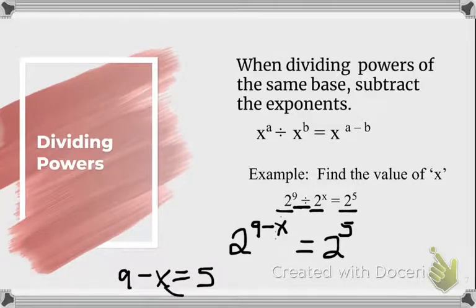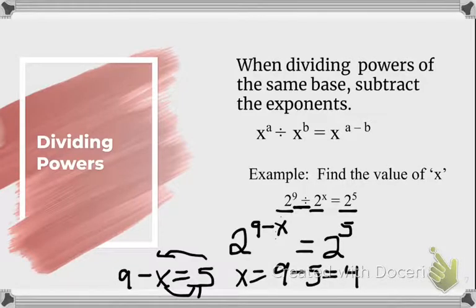Bring your x to this side, bring your 5 to that side, so that x is going to equal 9 minus 5, therefore it's 4. Or you can simply look here and say 9 minus 4 is what gives you 5. So our x value here is equal to 4.